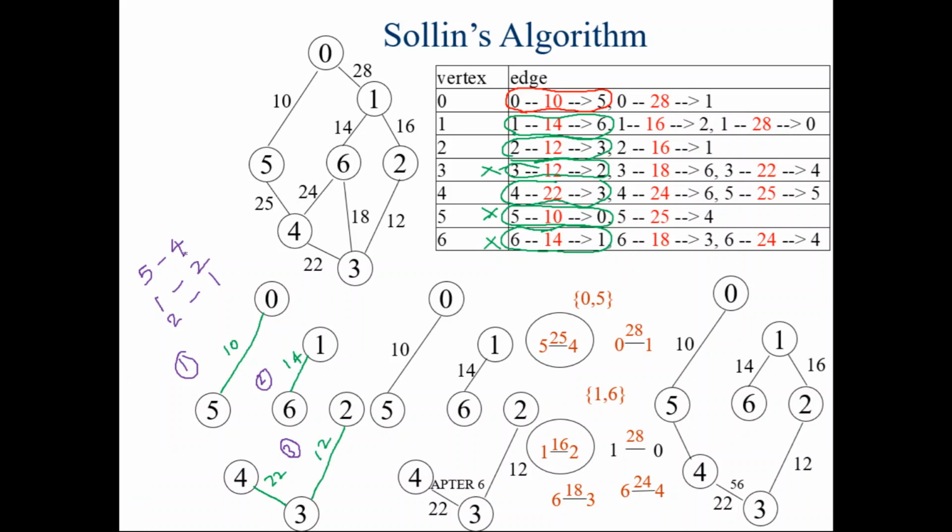First, which edge will we add? 5 to 4. So you just add 5 to 4. What is the cost? 25. Next you add 1 to 2. What is the cost of 1 to 2? 16. Next you see 2 to 1. 2 to 1 is nothing but 1 to 2. It's already added, so leave it.